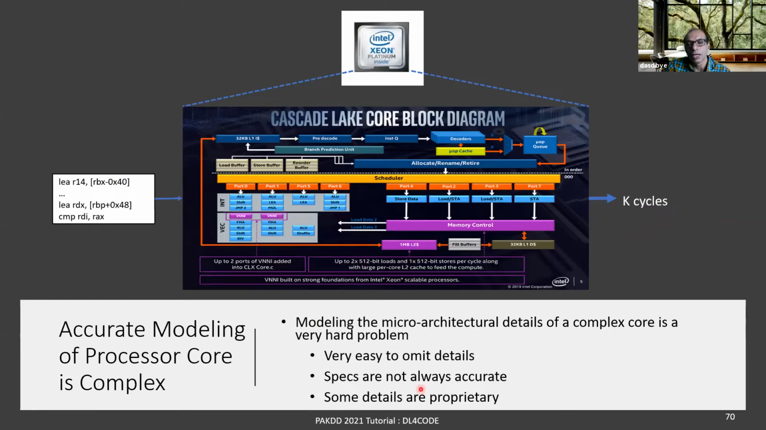And so, as we said, it's very easy to omit details, very, very easy for the folks who are developing the model. Specs are inaccurate. Sometimes people have figured out there are issues with specs. Some details are proprietary. For example, if LLVM MCA is building a tool, it is an open source tool, but I need to know everything about, let's say, the Cascade Lake core, and some of the details may not even be known outside Intel. So that makes it incomplete to some extent.